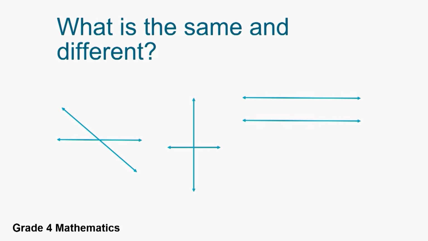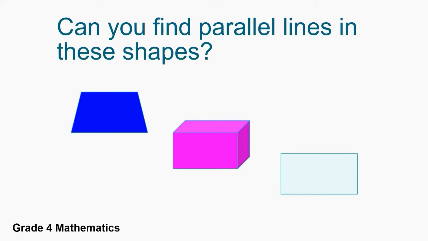When you can imagine that two lines can go on in both directions and never cross each other, they are called parallel lines. Look at these shapes. If you imagined that each of the line segments that make up these shapes were extended and went on in both directions, which lines would be parallel?